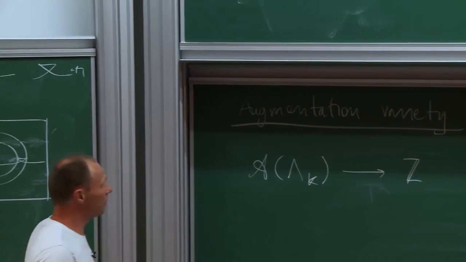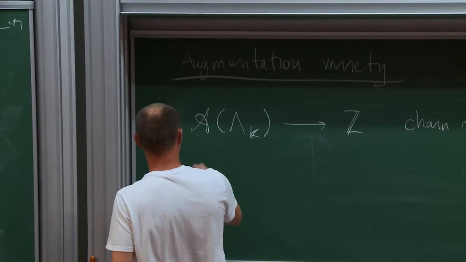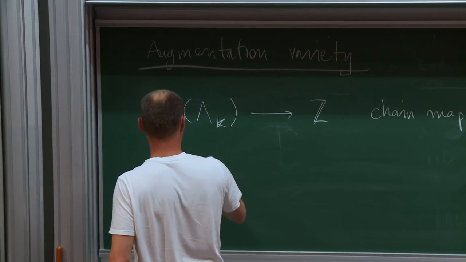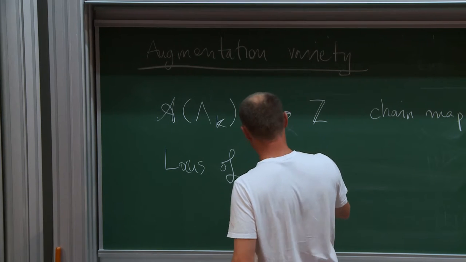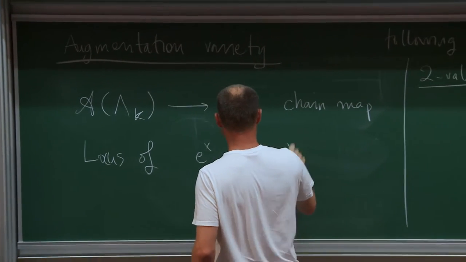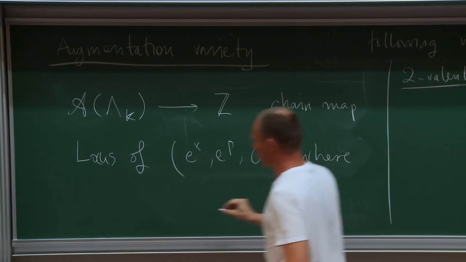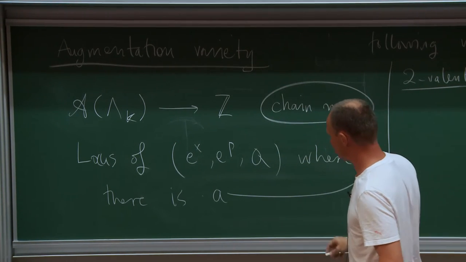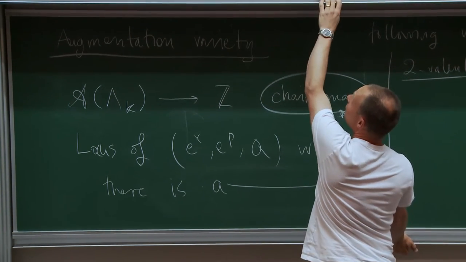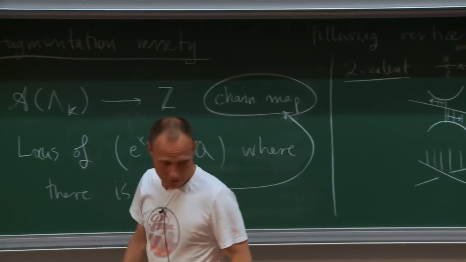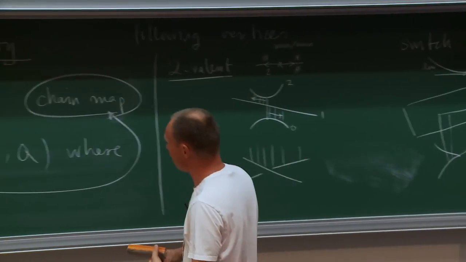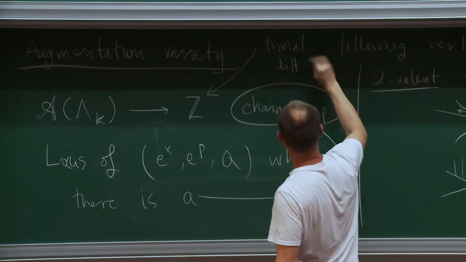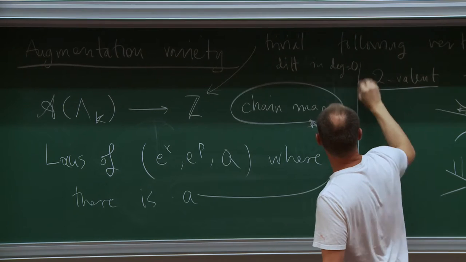So the augmentation variety is the locus in the space of e to the x, e to the p, and q, where there is a chain map like that. Right, so let's take a look at our one and only example. What is this locus? A chain map where the target has the trivial differential, and it lies in degree 0.